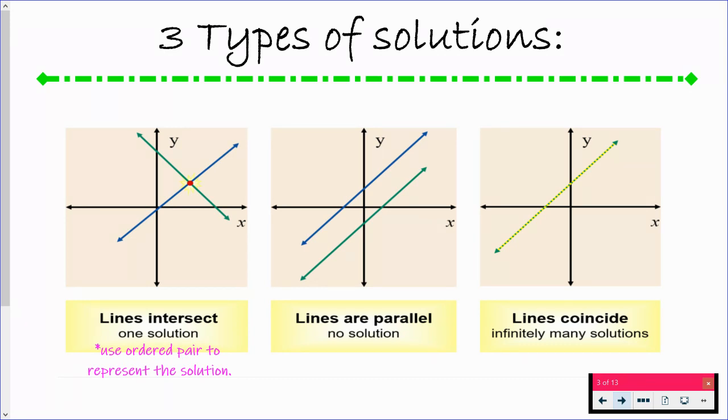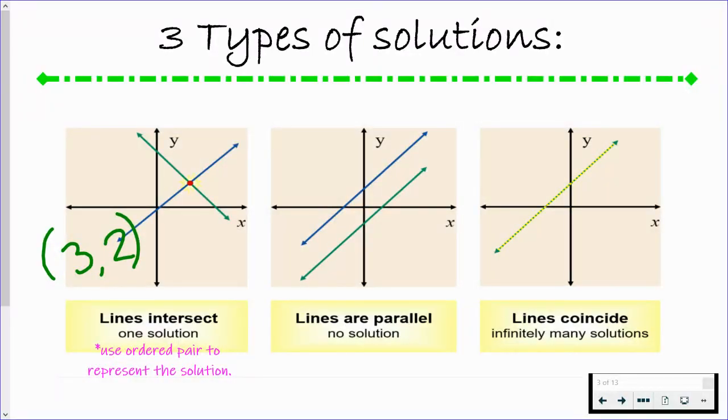So, for example, on this one that I'm looking at right now, if they met at (3, 2), that would be your solution. So you would write (3, 2). That's just an example. I'm not sure if it definitely meets there, but that is how you would represent your solution.